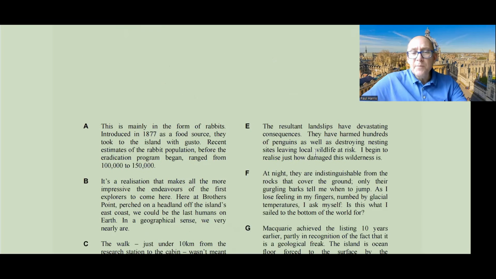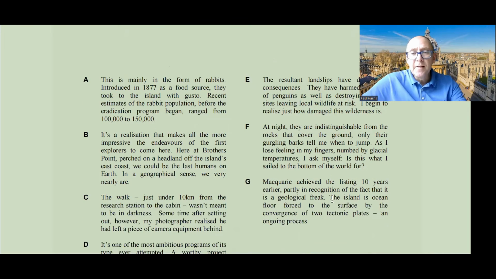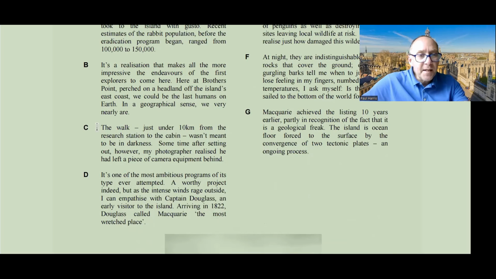If you remember, E was about the geography and the movement of the land destroying the wilderness, so that doesn't really fit here. F we've already answered. And G talks about how the island was formed, that it was formed by the tectonic plates. So I would have to say that C definitely works here.